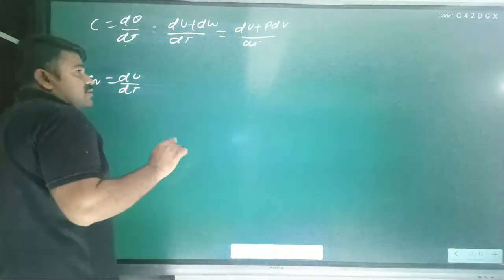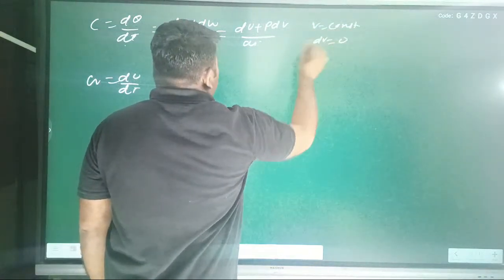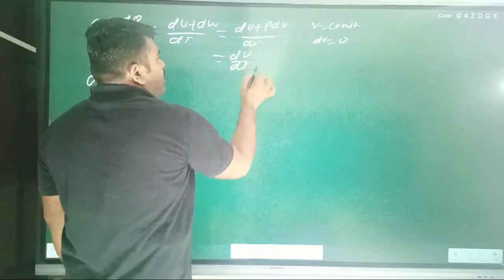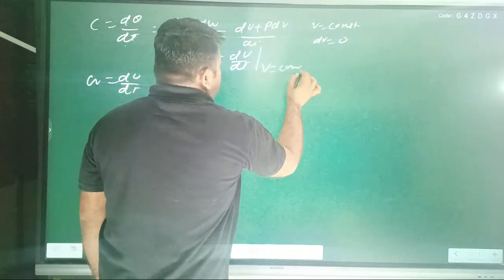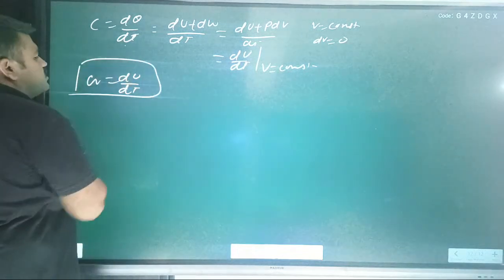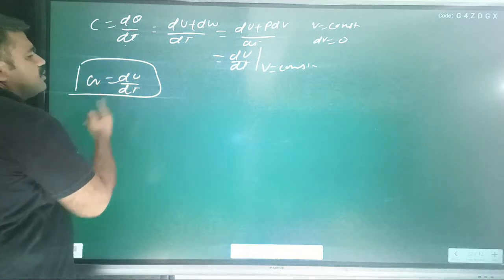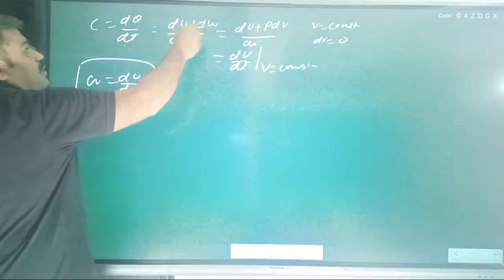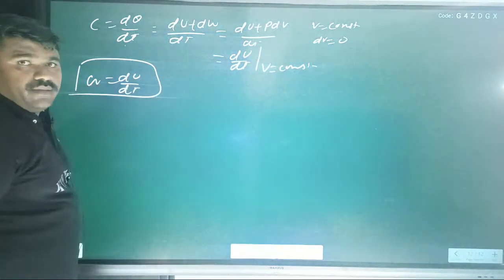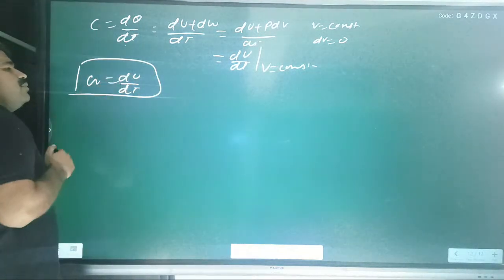Yes or no? At constant volume, V is constant, then dV is equal to 0. This part becomes simply dU upon dT at constant volume. Hence, we can write CV at constant volume is equal to dU upon dT. But for CP, at constant pressure, we don't write dU upon dT, because volume is not constant, and we get dU plus P dV. This term arises in CP. Clear? But at constant volume, this is equal to dU upon dT.